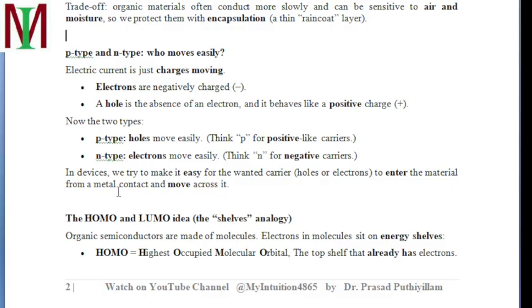Now, p type and n type, which charge will move easily? That is the question given here. Electric current is just charge moving. It may be the electron, which has negative charge. And if an electron is not there at a given position, that creates a hole. Something is not there, that creates a hole. That is called the absence of electrons. The absence of electrons we always treat as a positive charge, opposite to the negative.